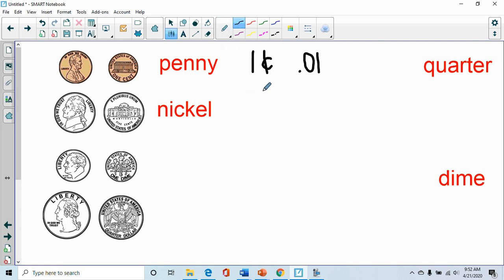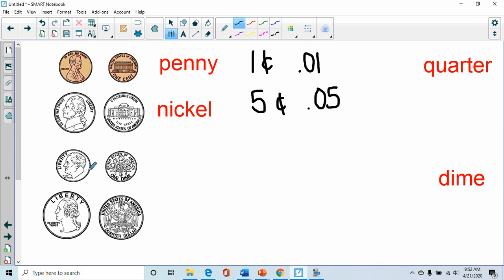Let's take a look at how we would write that. 5 with the cent symbol, or decimal point 0, 5.